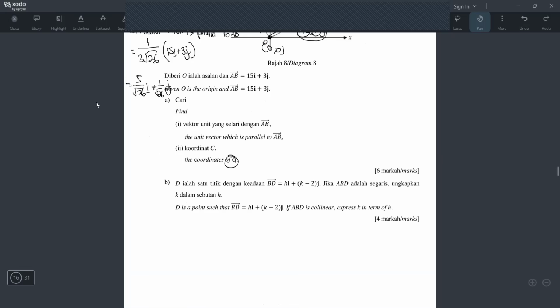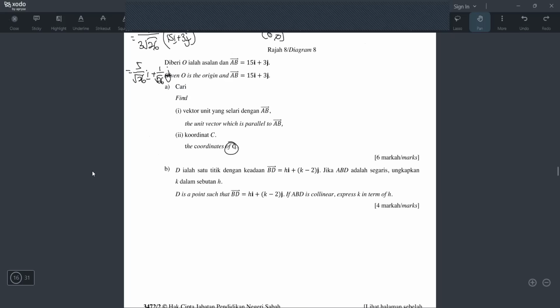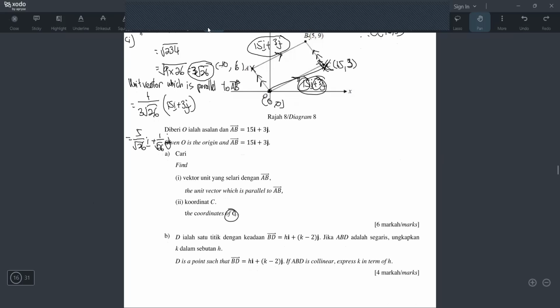Okay, all right. Done? Now it's time to do B. I think I need the diagram, so I'll do it here maybe. Okay, B. D is a point such that BD equals hi plus (k minus 2j). Definitely will be useful, so let's write it down. BD equals hi plus bracket k minus 2j.